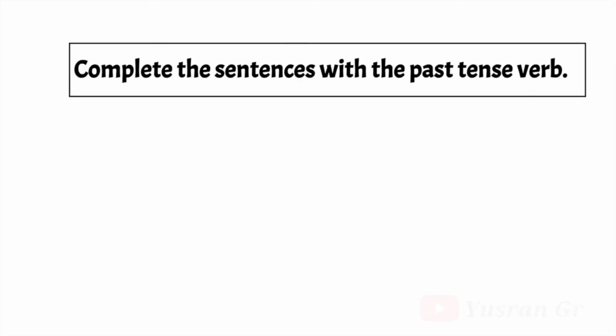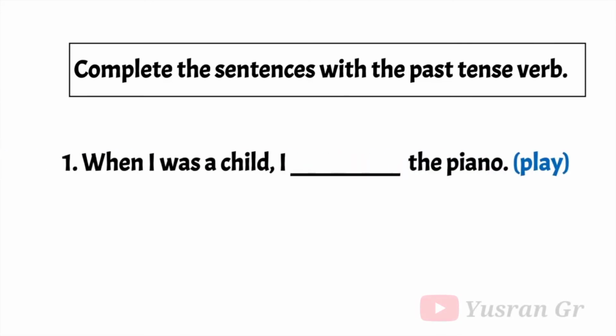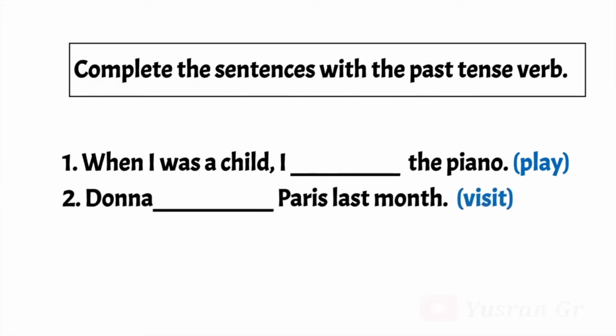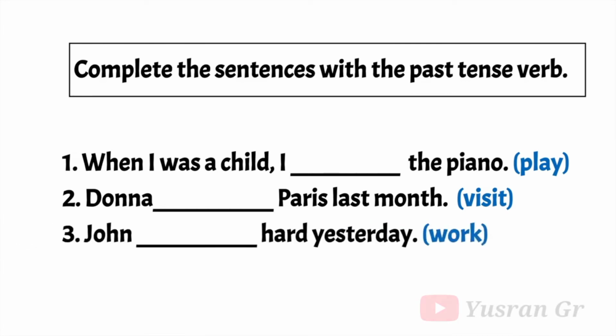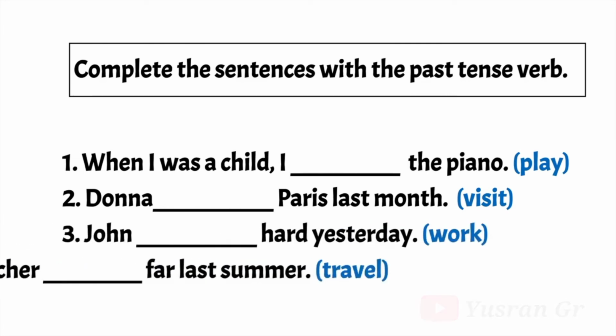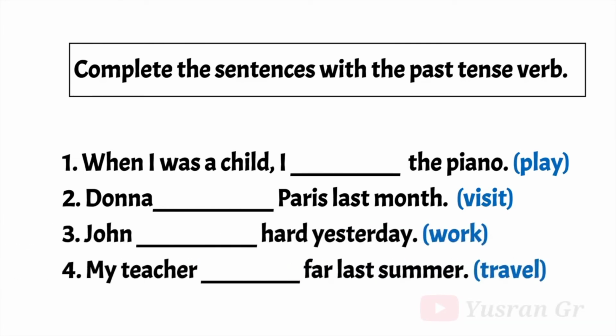So, complete the sentences with a past tense verb. Number 1. When I was a child, I the piano. Donna Paris last month. John hard yesterday. My teacher far last summer. So pause the video and write your answers.